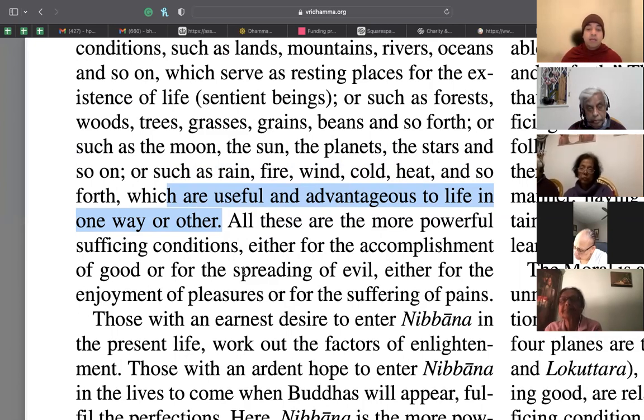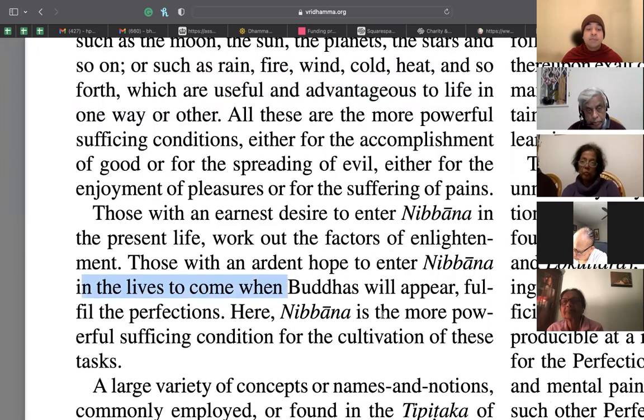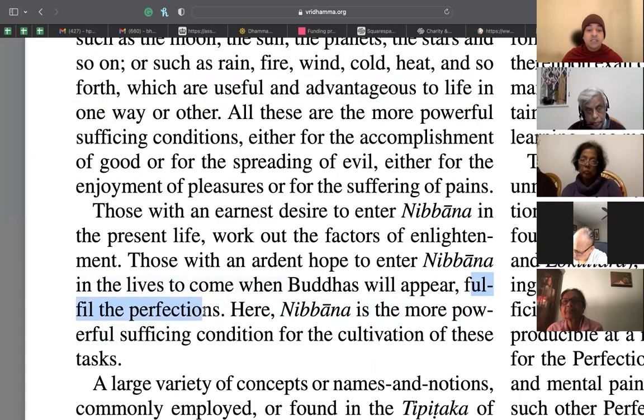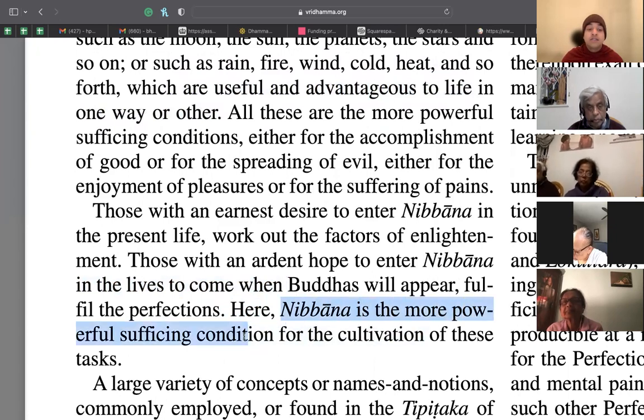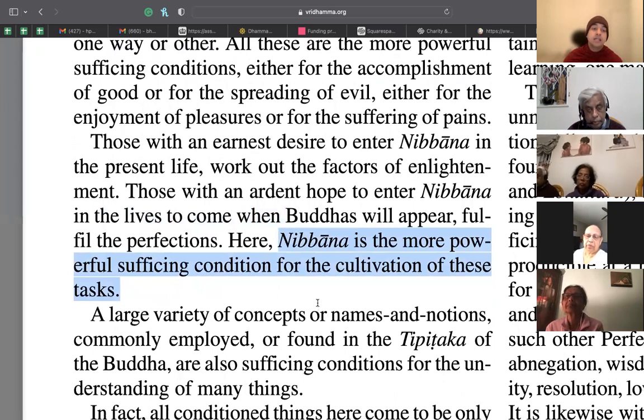Those with earnest desire to enter Nibbana in the present life work out the factors of enlightenment. Those with an ardent hope to enter Nibbana in the life to come, when the Buddhas appear, fulfill perfections. Here, Nibbana is the more powerful sufficing condition for the cultivation of these tasks. Just remember that for a moment, yeah?